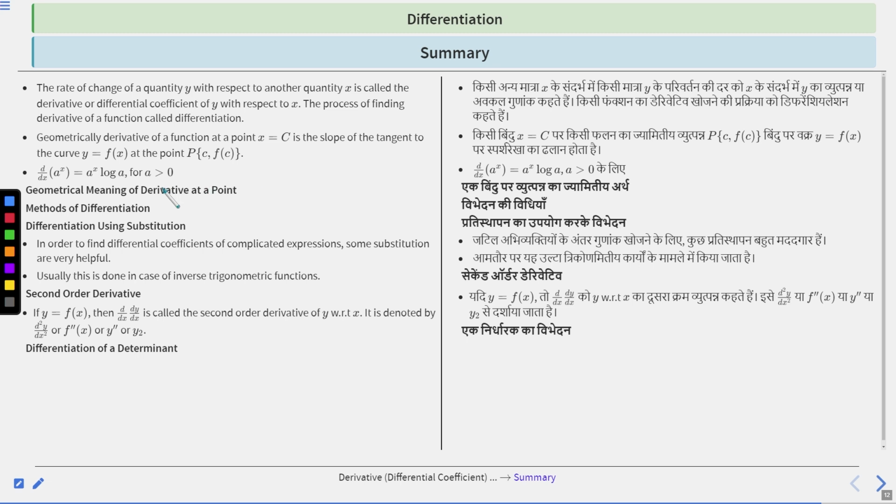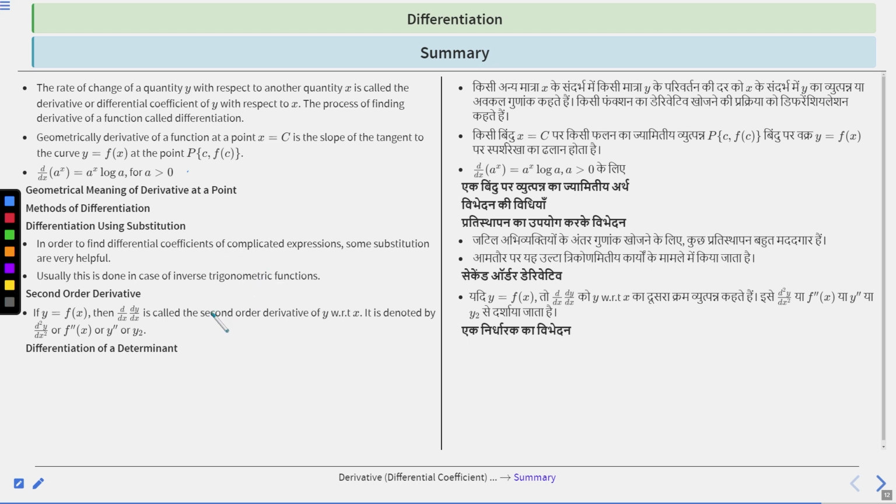And after that, we have seen derivative of some standard functions. One of these is this one. Clear? After that, we have seen the geometrical meaning of derivative at a point, right? We have seen different methods of differentiation. After that, we have seen differentiation using substitution. Clear? Also, in order to find differential coefficients of a complicated expression, some substitutions are helpful, right? Usually, this is done in the case of inverse trigonometric functions, as we have seen.